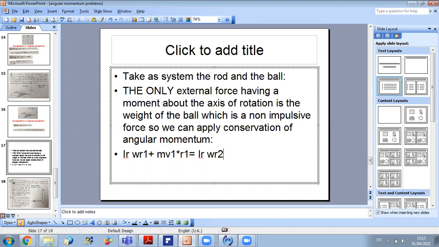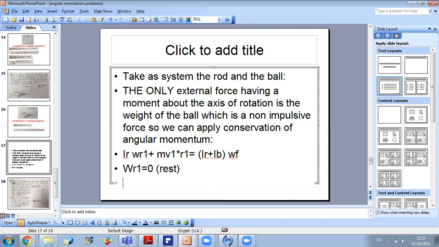Now pay attention here: since the two parts became one body, they have the same angular velocity. Right? So what should we do? We should say it's inertia of the rod plus inertia of the particle plus inertia of the ball, times omega final. This is the conservation of angular momentum. Now, to start with, omega rod at state 1 is 0 because it was at rest.